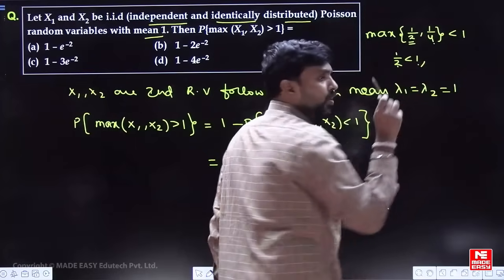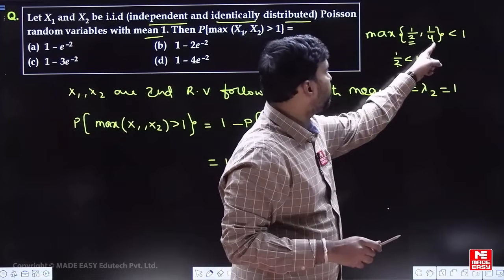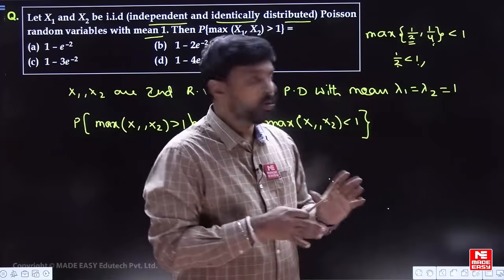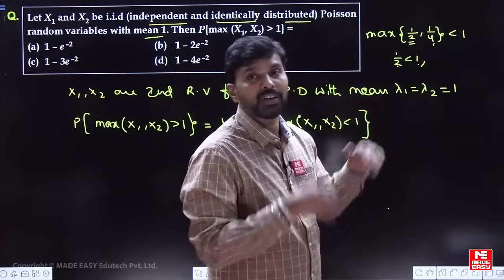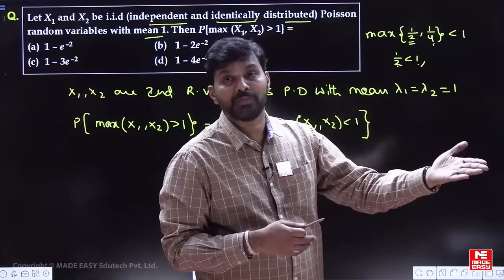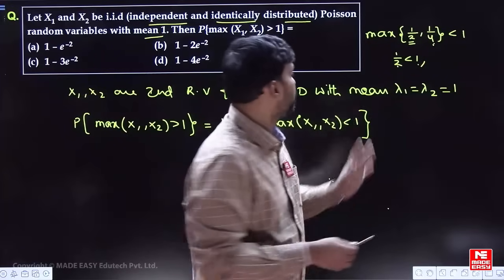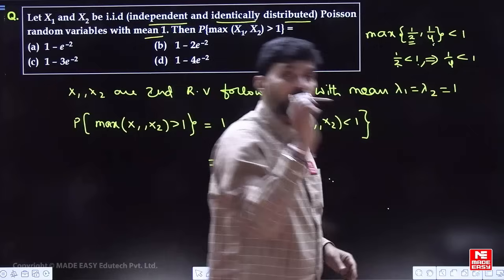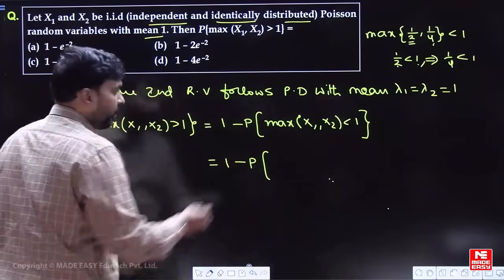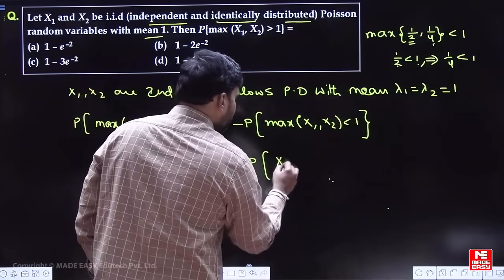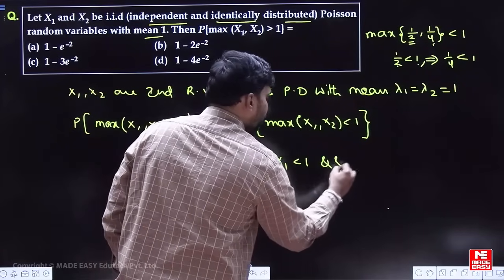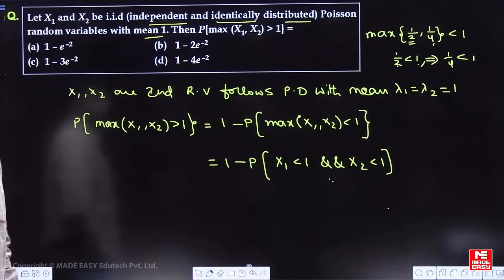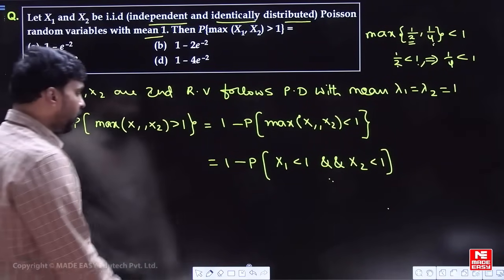So 1 by 2 is less than 1, so then the minimum value, which is even smaller than 1 by 2, will also be less than 1. When the maximum value is less than 1, automatically the other, minimum value is also less than 1. Therefore 1 by 2 less than 1 implies 1 by 4 is also less than 1 here. So in this case I can say that x1 is less than 1 and x2 is also less than 1. Both are less than 1, beta.